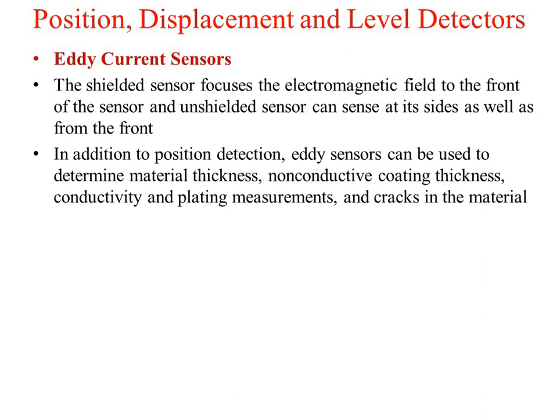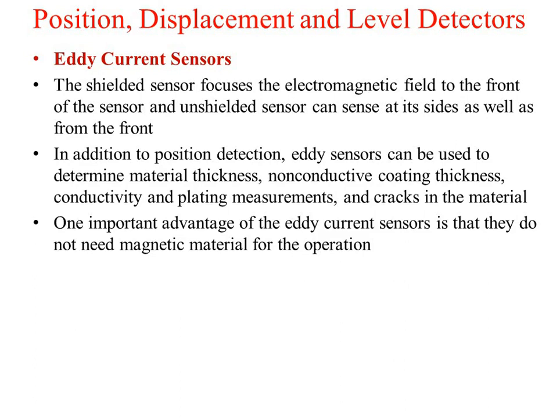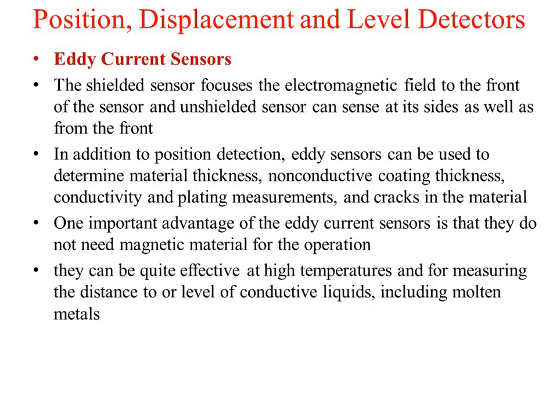The position detection of the eddy sensor can be used to determine the material thickness, the non-conductive coating thickness, the conductivity, and the plating measurement, as well as cracks in the material. One of the advantages of the eddy current sensor is that it does not need any magnetic material for the operation. Here you can see that one coil is generating the magnetic flux, so you don't require any magnetic material over here. One coil will generate the magnetic induction in the other coil. That is the principle used in eddy current.